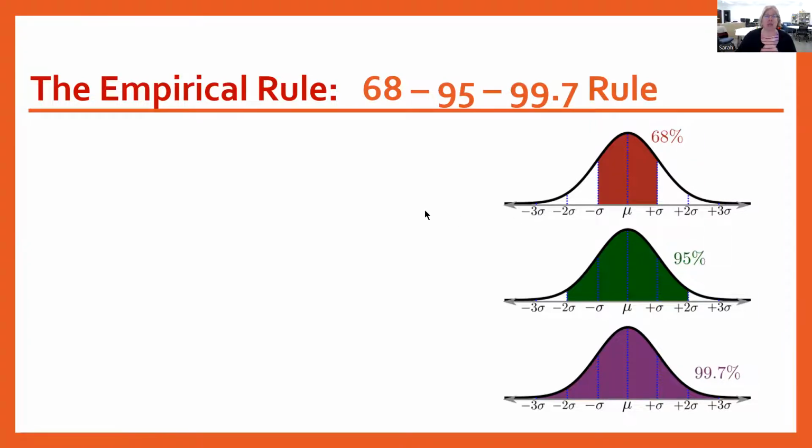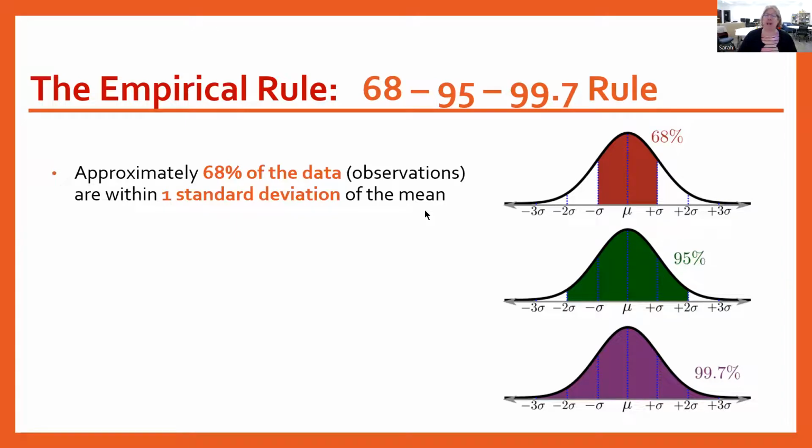So the first part of this empirical rule is that within 1 standard deviation, so that's -1 and +1 standard deviation, 68% of the data is within that 1 standard deviation. So that means if I chose an individual from our population at random, there's a 68% probability that their value is going to be within 1 standard deviation of the mean.